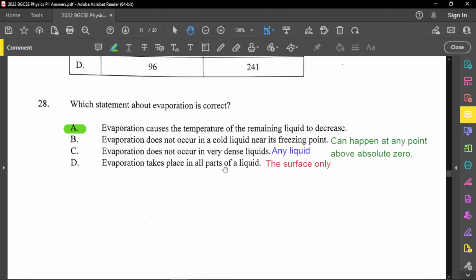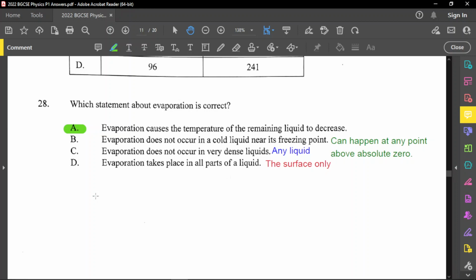Now for question number 28, they say which statement about evaporation is correct. There's some notation on the side of each option to explain what is happening. Evaporation causes the temperature of the remaining liquid to decrease. Yes, that is true, simply because when evaporation takes place, what is being evaporated actually carries heat with it. Just like when you sweat, the sweat is for cooling the body. Once the sweat evaporates, it takes heat away from the body. So what is moving away from the liquid when evaporation takes place carries heat.